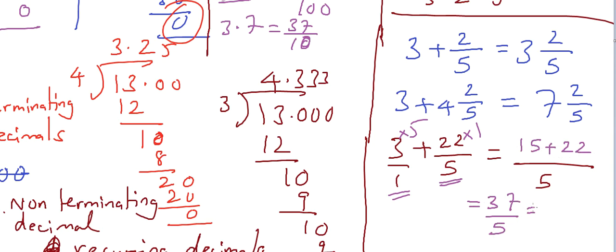Now let's convert to a mixed fraction. 7 times 5 is 35, remainder 2. So 7 2 by 5. Correct, 7 2 by 5, same.